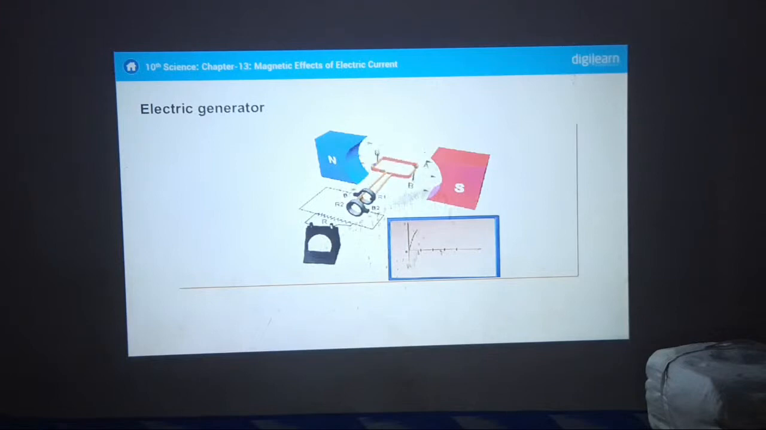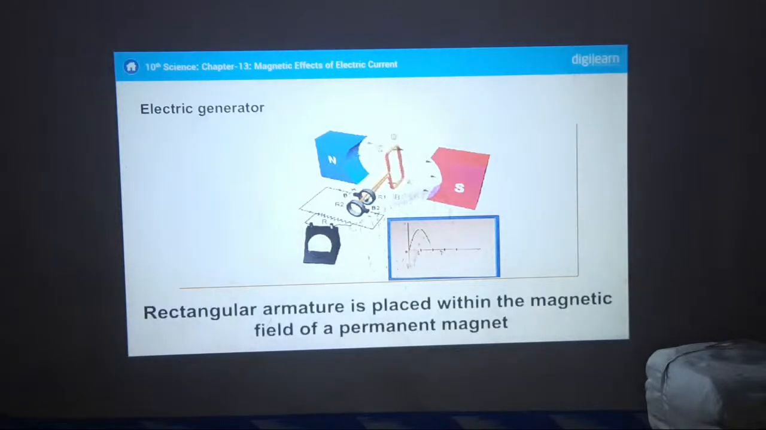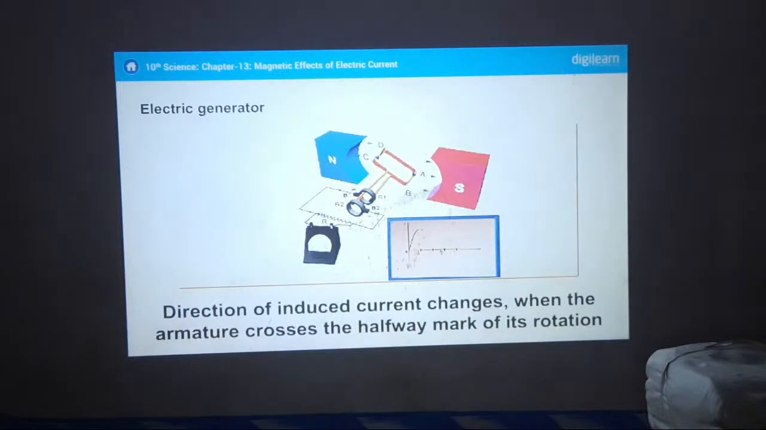Electric generator. The structure of an electric generator is similar to that of an electric motor. In an electric generator, a rectangular armature is placed within the magnetic field of a permanent magnet. The armature is attached to a wire and is positioned in a way that it can move around an axle. When the armature moves within the magnetic field, an electric current is induced. The direction of induced current changes when the armature crosses the halfway mark of its rotation. Thus, the direction of current changes once in every rotation.